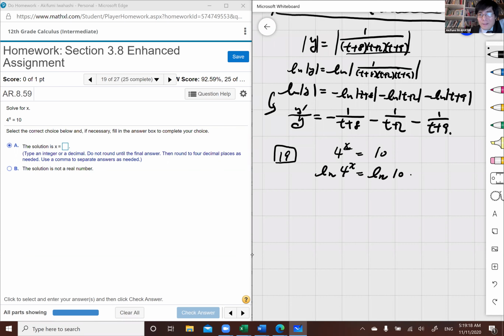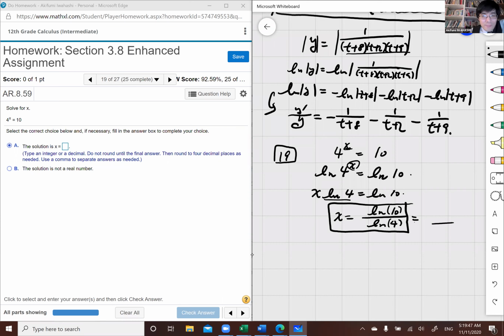By the property of ln, use this to move x out to the front. So x times ln of 4 is equal to ln of 10. Well, ln of 4 is just a number. Divide both sides of the equation by ln of 4, and you get ln 10 over ln 4. You cannot simplify this 10 and 4 because they are inside the ln function. But for this question, you just plug it into a calculator to find 4 decimal places. I don't have a calculator, so I'll just stop here, but you should be able to get the answer.